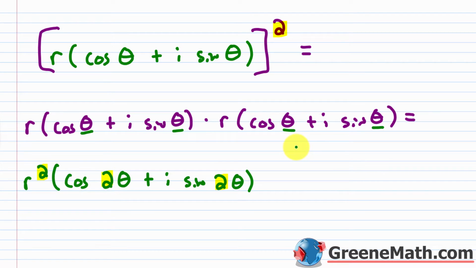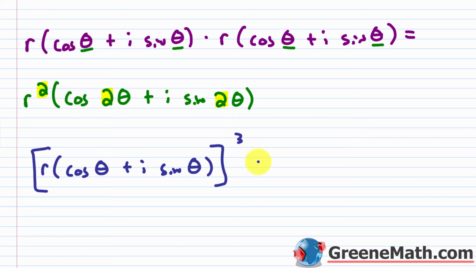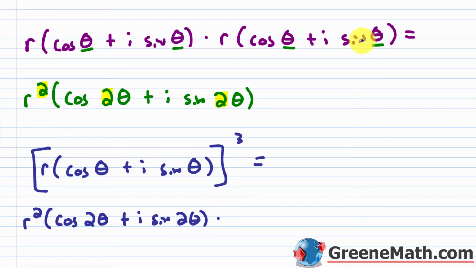Now, I can do another one with you just to show you this. Let's say we did something like r times the quantity cosine of theta plus i times the sine of theta. Let's say now we cube this. We know that this would be equal to basically this times another one. This times this would give me this. So I can go ahead and write r squared times the quantity cosine of 2 theta plus i times the sine of 2 theta. Then multiplied by one more of these: r times the quantity cosine of theta plus i times the sine of theta.